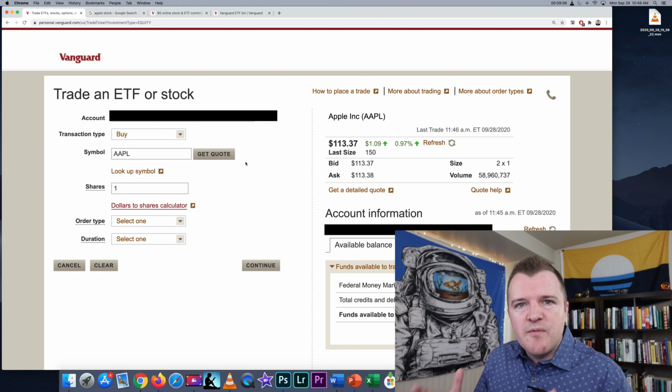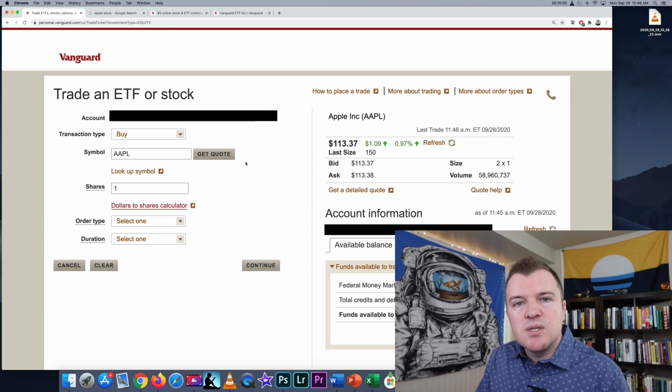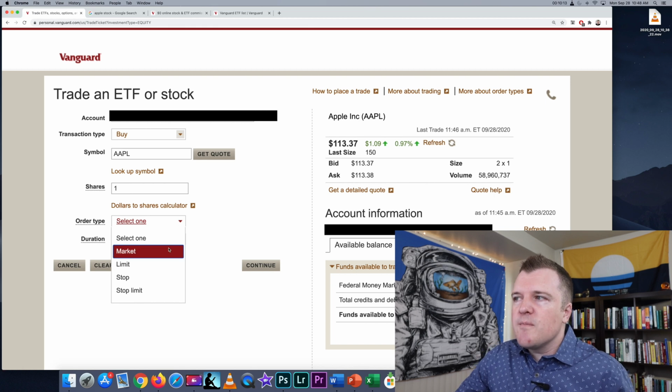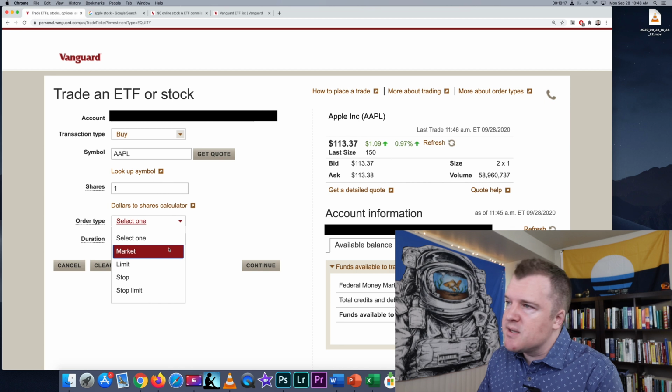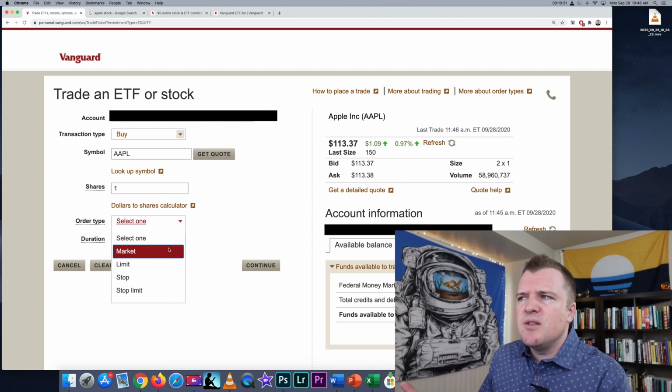But because Schwab, Fidelity, Robinhood, all these other brokerages have moved towards allowing fractional shares, I feel like in the next year or so, Vanguard is going to have to introduce this capability. For order type, you can just put in market order. Market order means I want to fill this order immediately, as fast as possible. And with a company like Apple, the bid is $113.37, the ask is $113.38. You're probably going to end up paying $113.38.